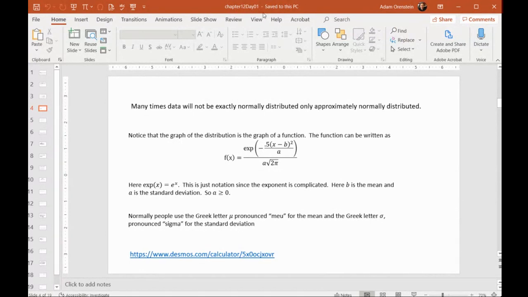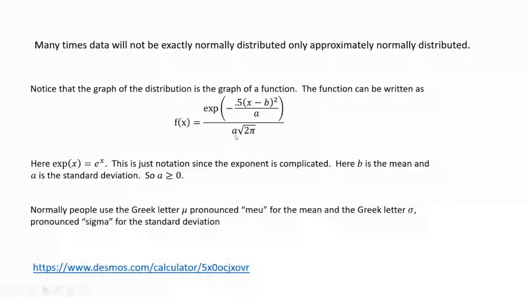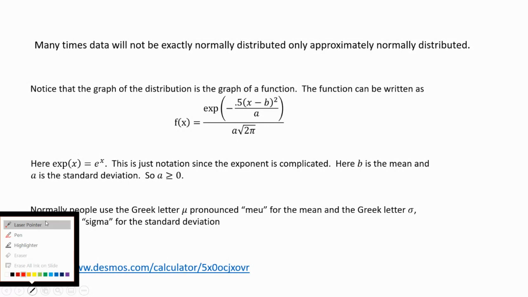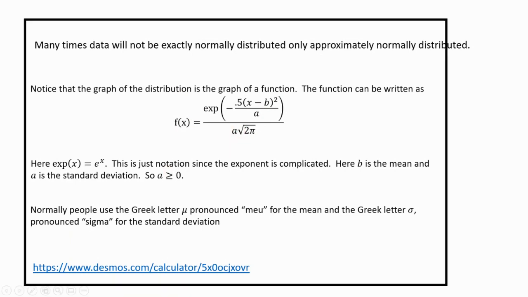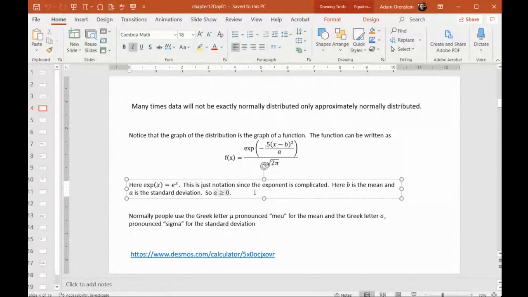Okay. B turns out to be the mean. The A here, that turns out to be the standard deviation. So if you were to graph this for a certain value of B and for a positive value of A, not non-negative, it should be positive, let me fix that, then you would actually get the normal distribution curve. Mean would be B and A would be the standard deviation.